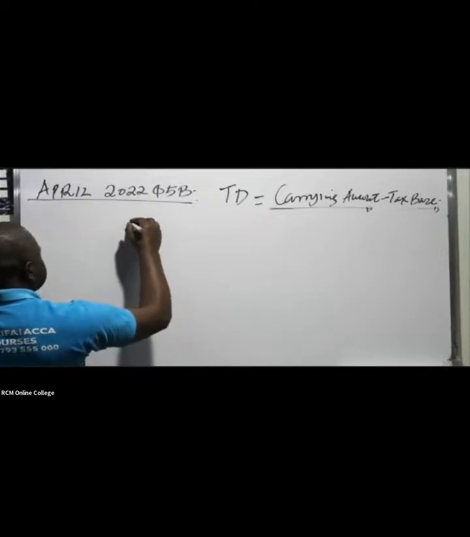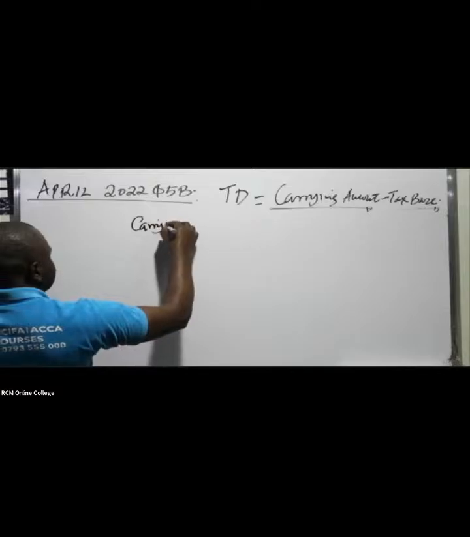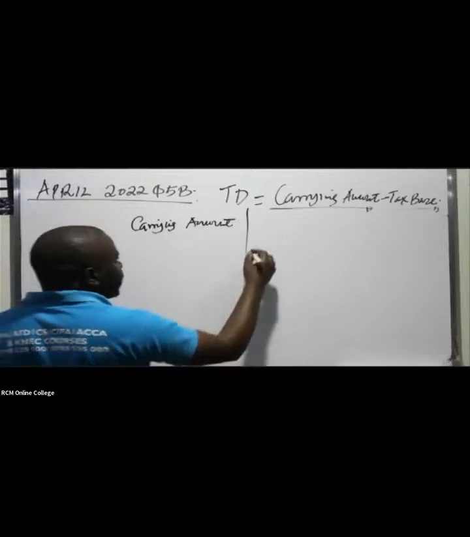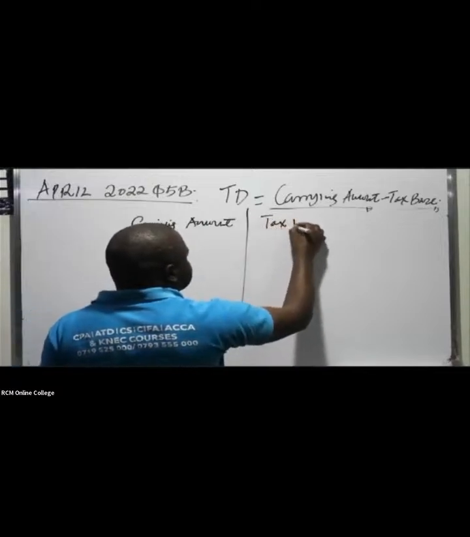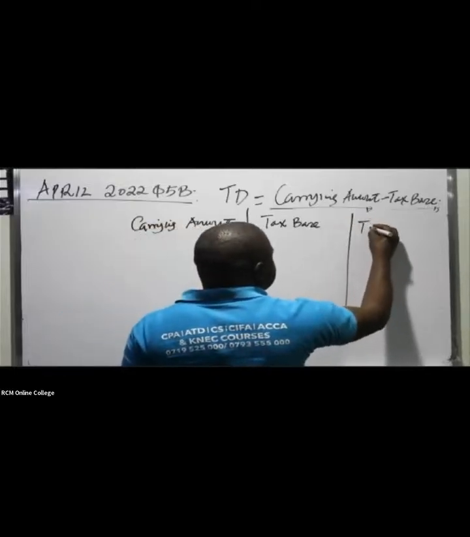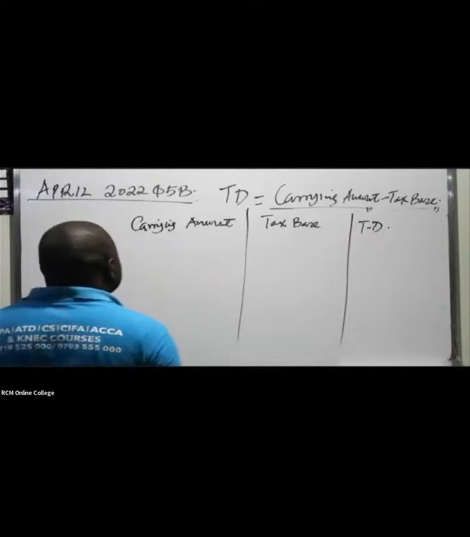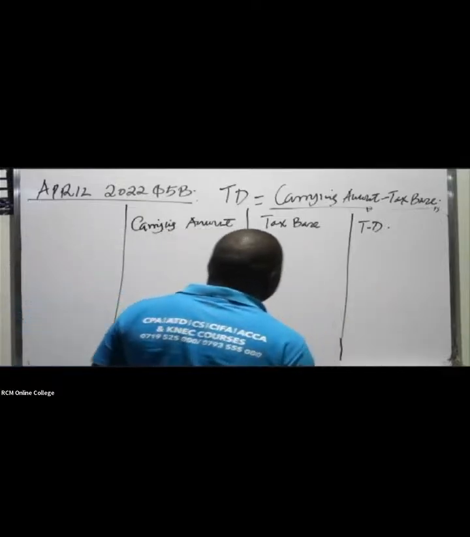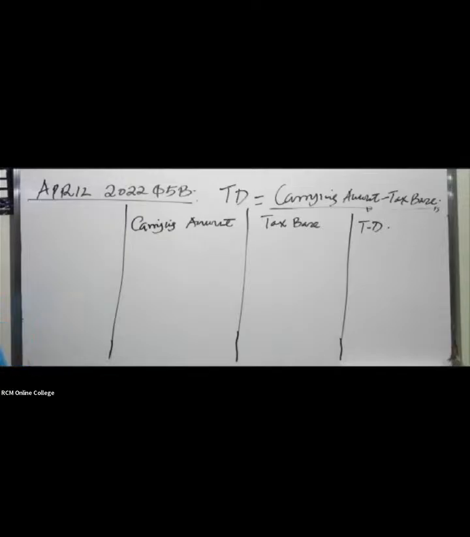So in this case, you can come up with that table. You write carrying amount, then you write tax base, then you write TD, temporary difference. So you'll basically be looking at all those items. What is the temporary difference arising for each and every item? Of course, our shillings are in millions.